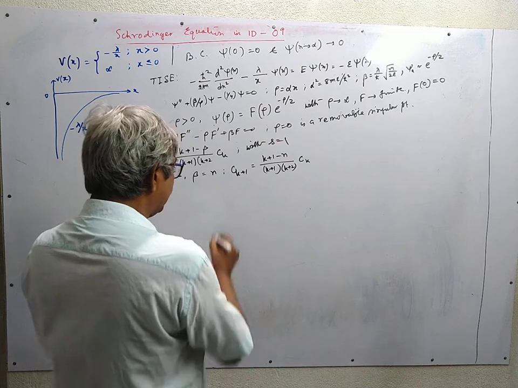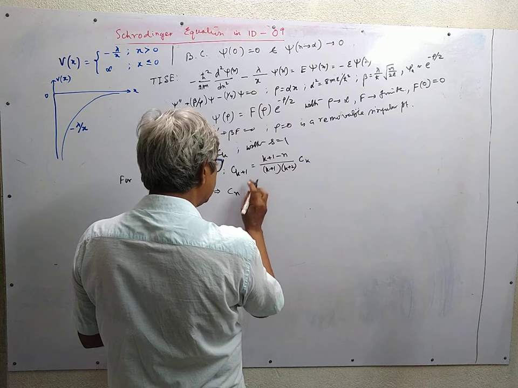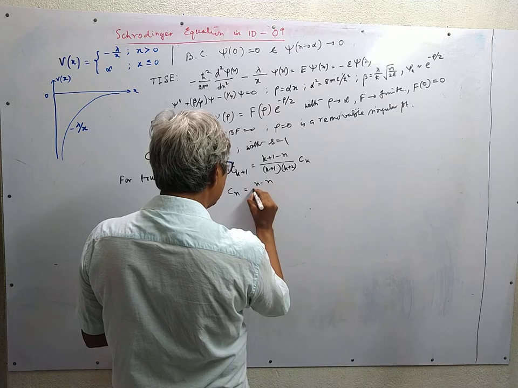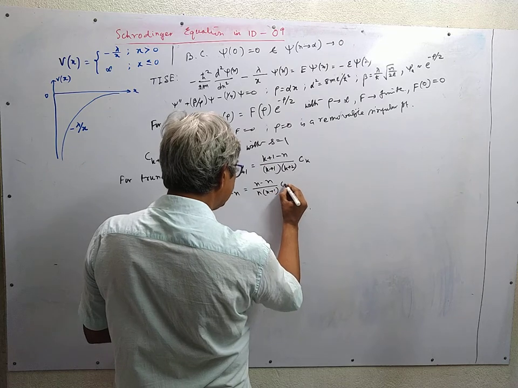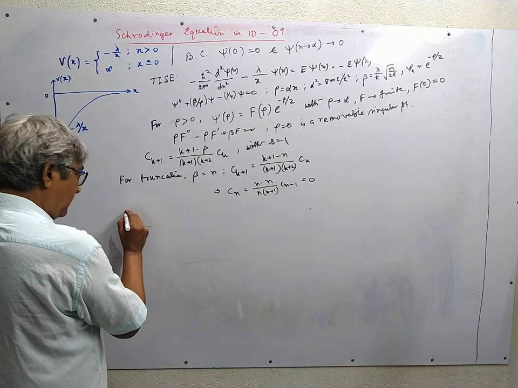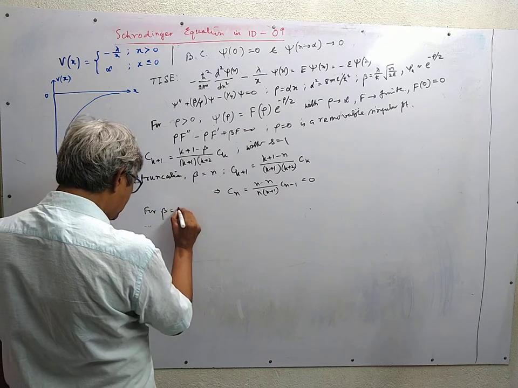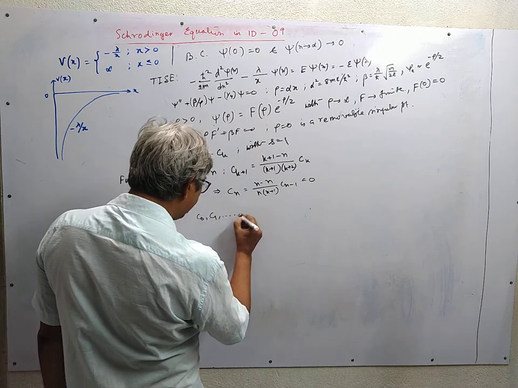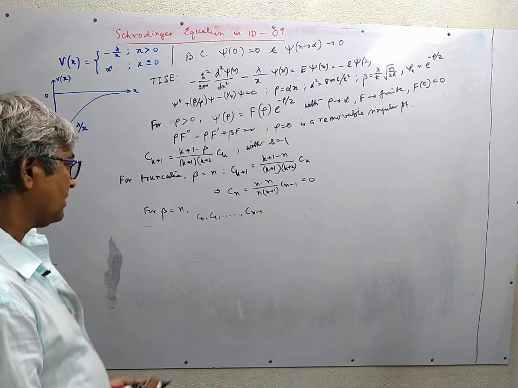And if we calculate, that shows you that Cn is n minus n, where this is n into n plus 1, Cn minus 1 is 0. So for beta is equal to n, all other higher Cn's are 0. The terms that survive are C0, C1 up through Cn minus 1. So there are n terms.